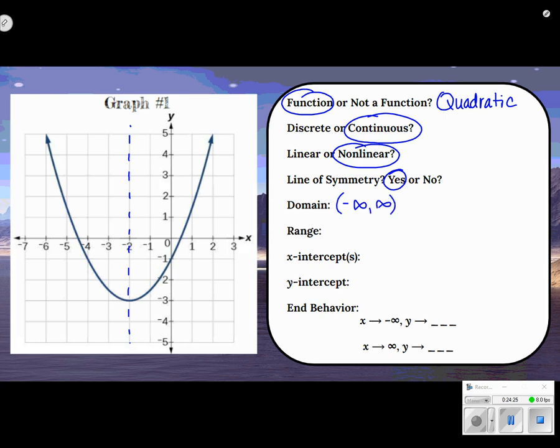Now the range is a little bit different. We want to go to the lowest point. Looks like right here, -3 is my lowest point, so it gets a bracket. The highest point is infinity.